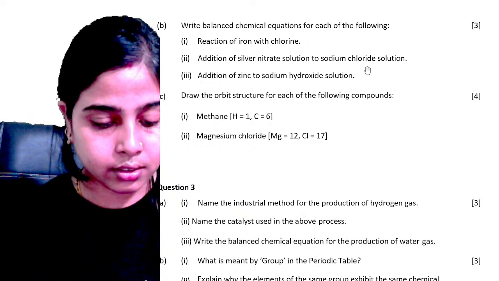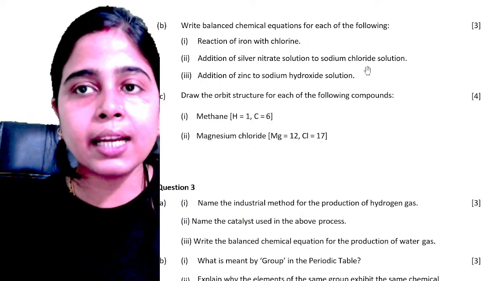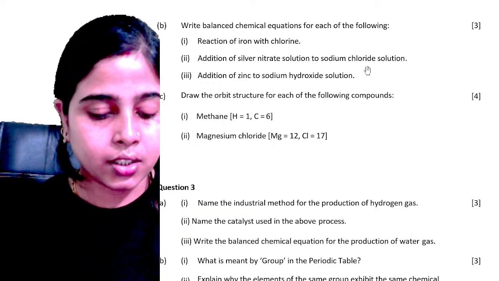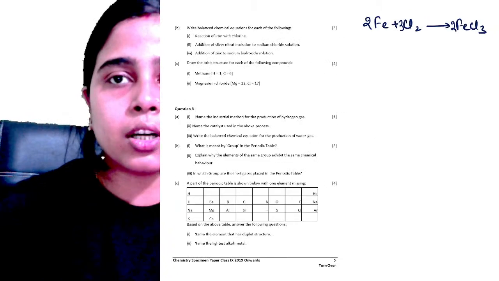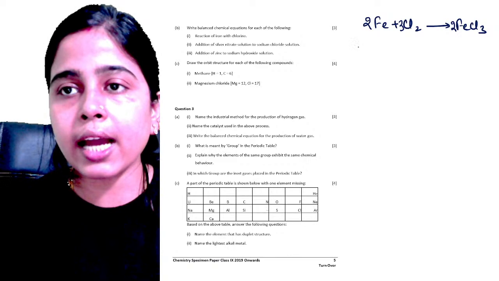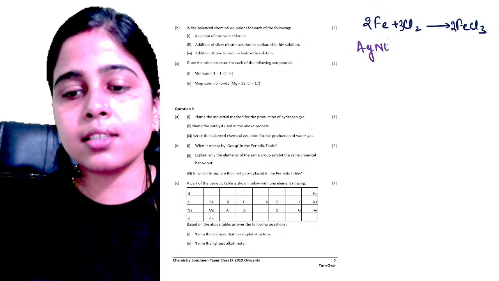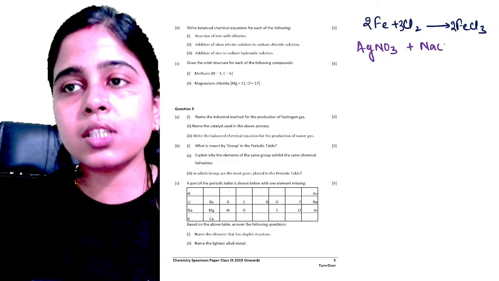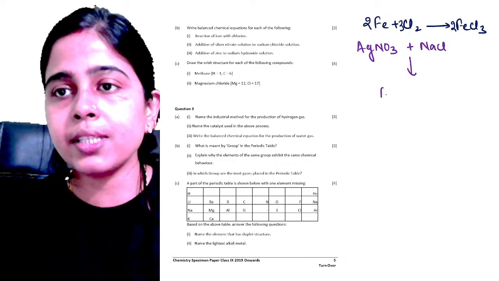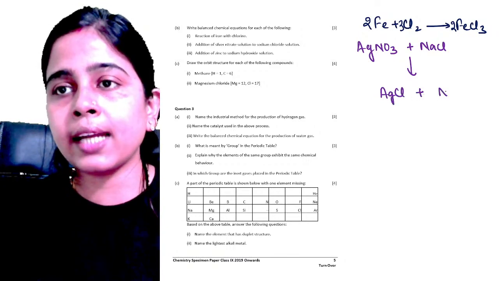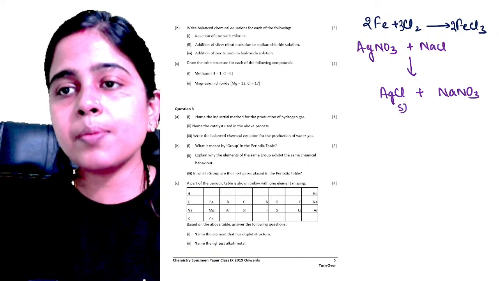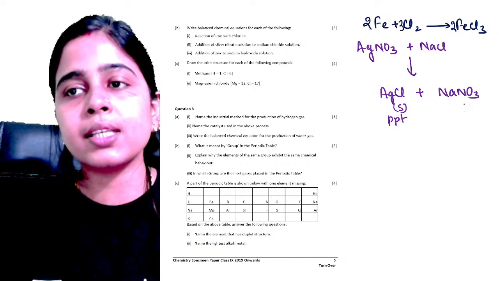You have to write the balanced chemical equation for the following reaction taking place over here. Your silver nitrate is reacting with sodium chloride solution. Let me show you the reaction. Silver nitrate is AgNO3. If it reacts with sodium chloride, it shows a double displacement reaction, and what happens? Your AgCl is formed and NaNO3 is formed. This AgCl comes out as a white precipitate and NaNO3 remains in the solution.